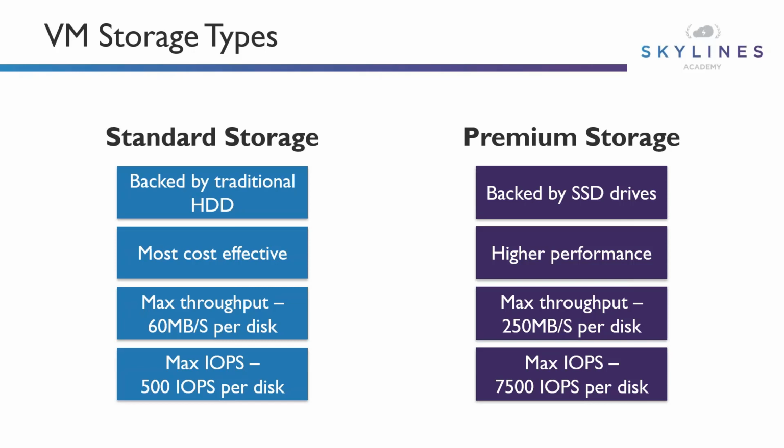So obviously there's a cost increase for this, and I've got a little bit about cost at the end if we want to get into it. But we get much, much higher performance: maximum throughput of 250 megabytes a second per disk, and maximum IOPS of 7,500 IOPS per disk. So again, you can see if you add multiple disks to your machines, you will obviously get greater speed and throughput there.